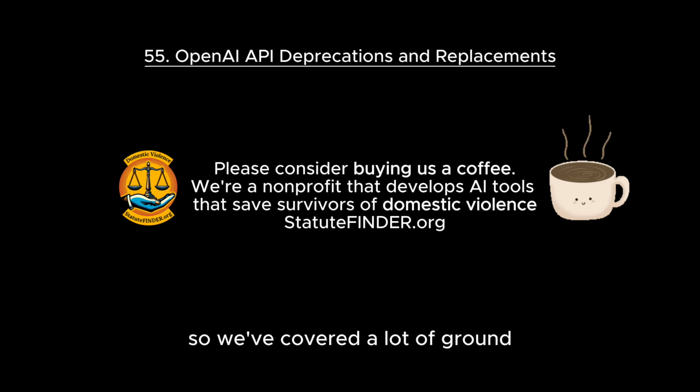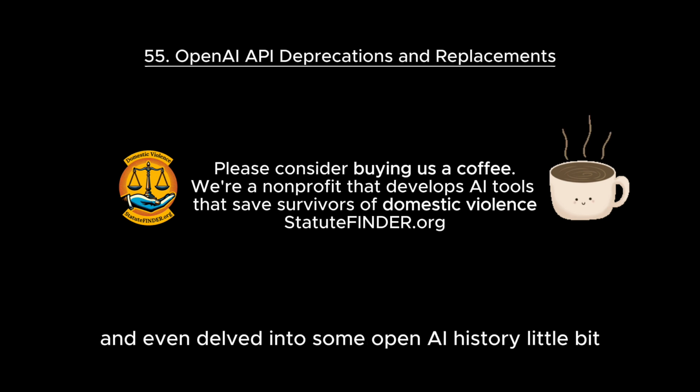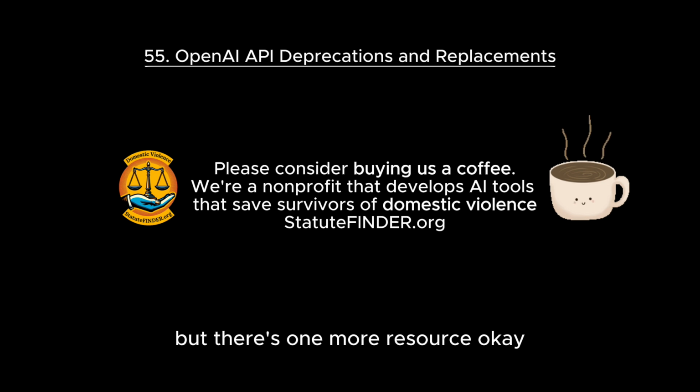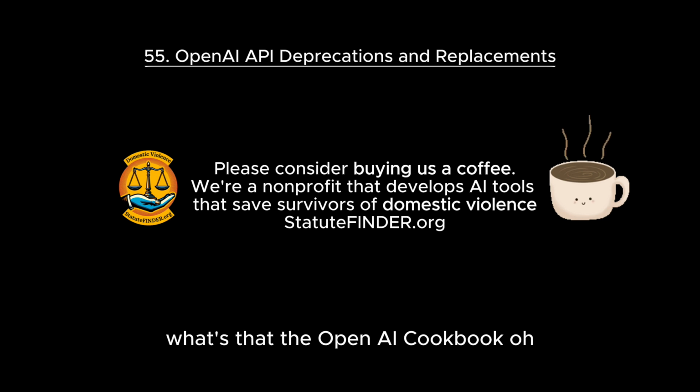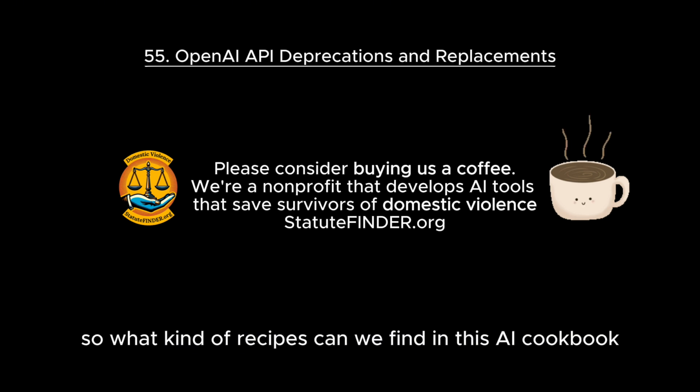Okay, so we've covered a lot of ground. We've demystified API keys, learned about error handling, and even delved into some OpenAI history. A little bit. But there's one more resource that's like a hidden treasure for Python beginners. Oh, what's that? The OpenAI Cookbook. Ah, the cookbook. I love that name. It's a good one. So what kind of recipes can we find in this AI cookbook?